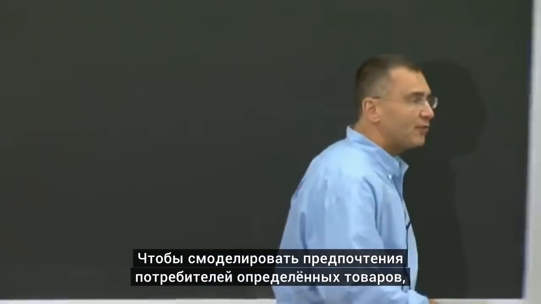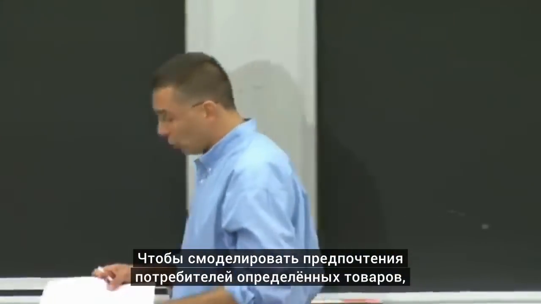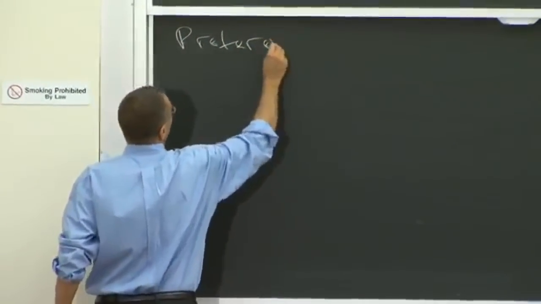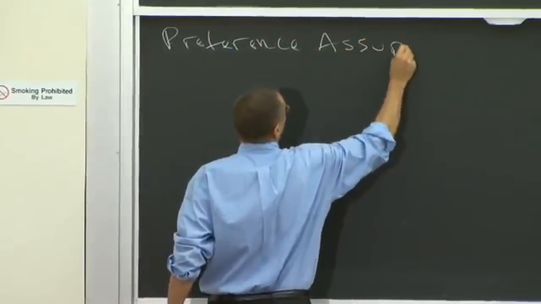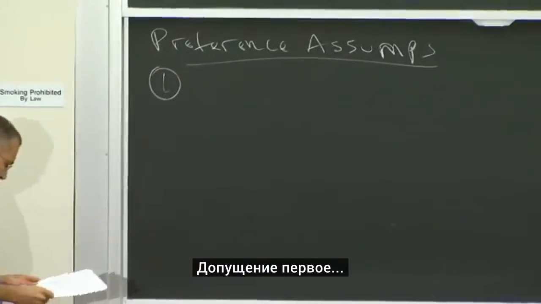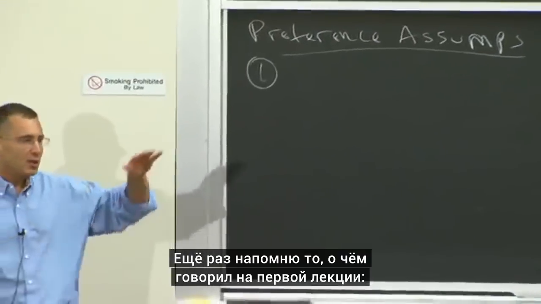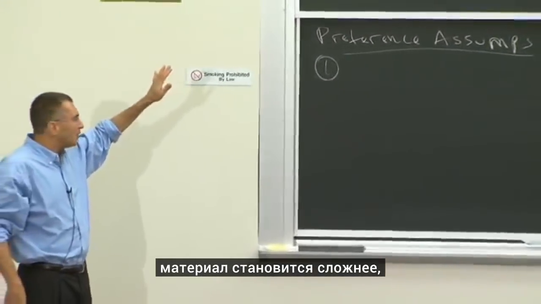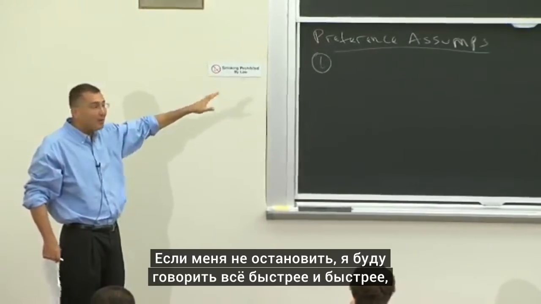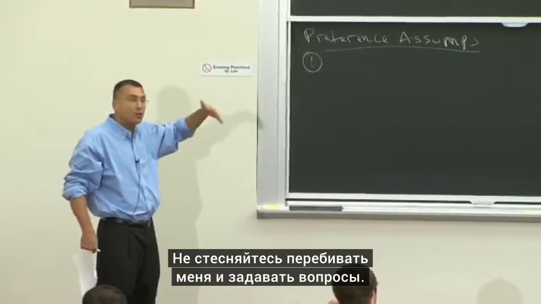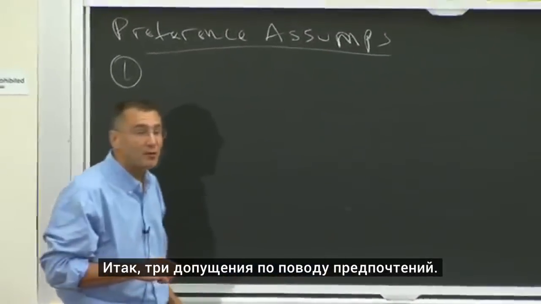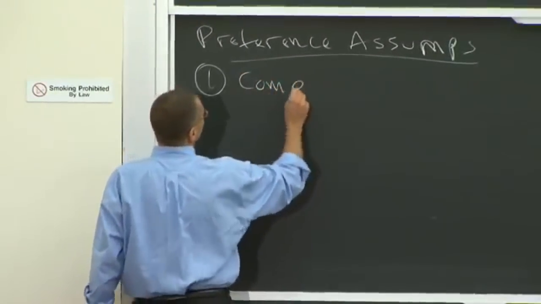To model consumers' preferences across goods, we're going to impose 3 preference assumptions. Now, once again, let me remind you from the first lecture, this is getting to some of the harder material. I'm going to write messily and talk quickly, so stop me if anything is unclear. And if you don't stop me, I'm just going to go faster and faster until I explode. So feel free to interrupt with questions. OK, 3 assumptions on preferences. The first assumption is completeness.